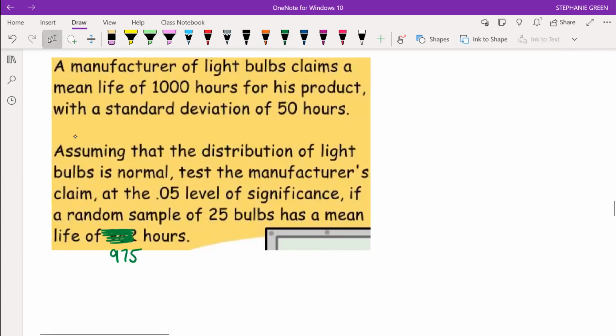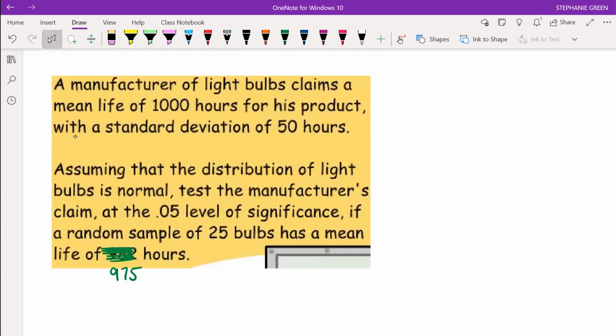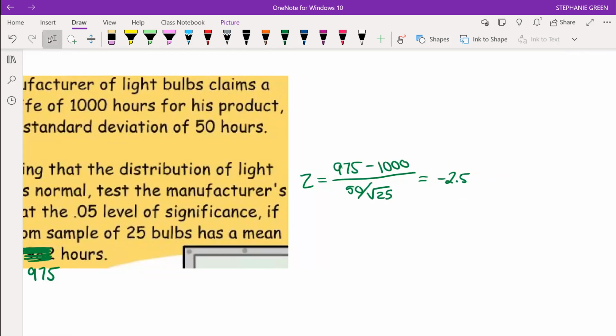So on this one, I'm not going to write it all out, but let's do our z-test again. If I calculate a z-score from 975 the same way that we did before, this time you get a z-score of negative 2.5. Okay, so from here again, I can calculate the two-sided p-value for negative 2.5 in my standard normal table, or you can try to remember those numbers.